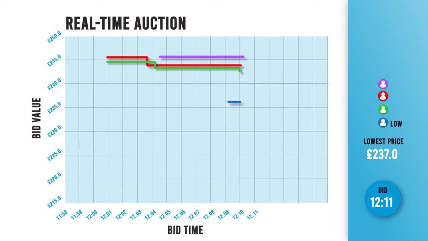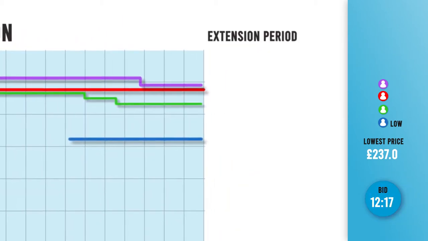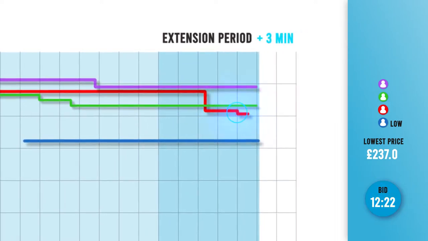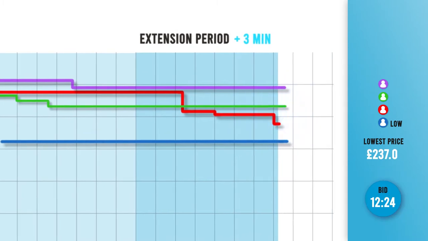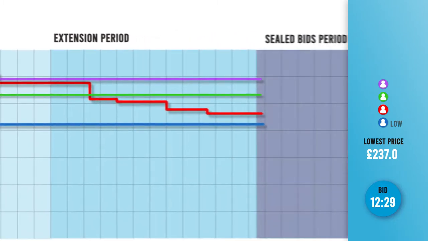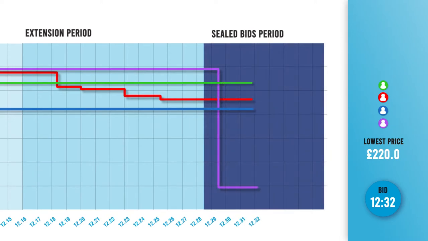Factors such as sealed bids and extension periods are utilised to achieve the auction result that is consistent with the market conditions. When there is a change in bid position, extension periods are used to maximise cost savings, giving other bidders time to react and change their offer. Sealed bids may be used to give the buyer full control over the final outcome.